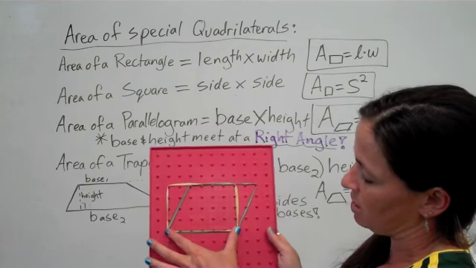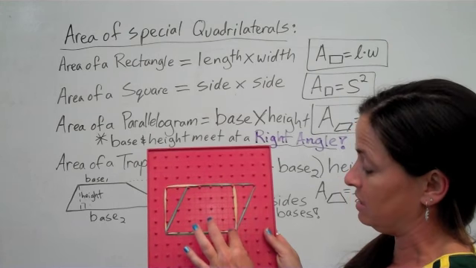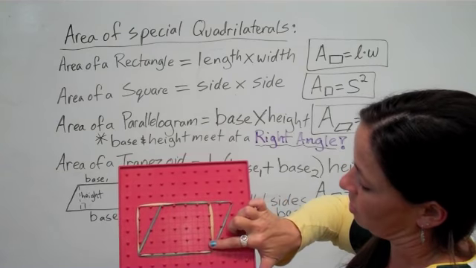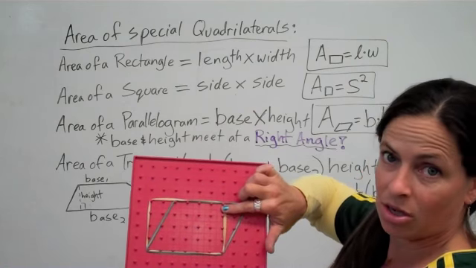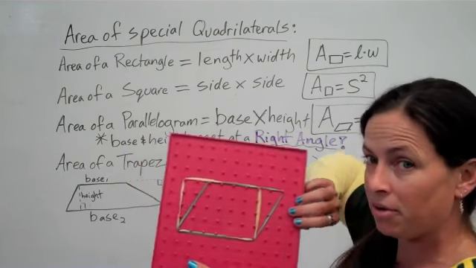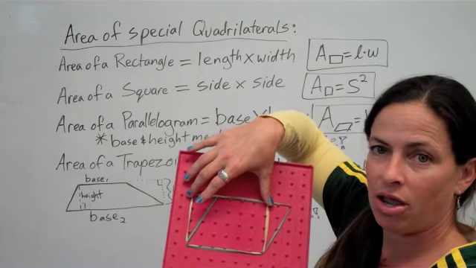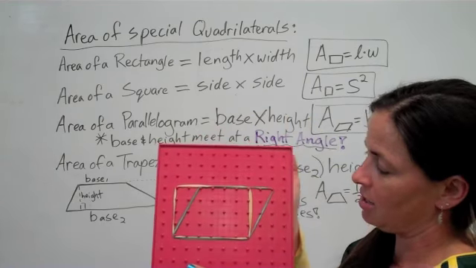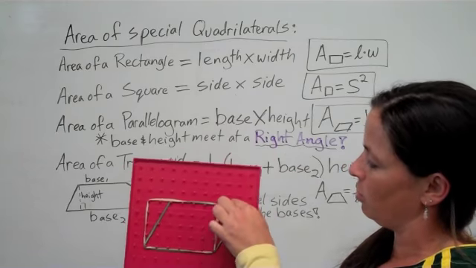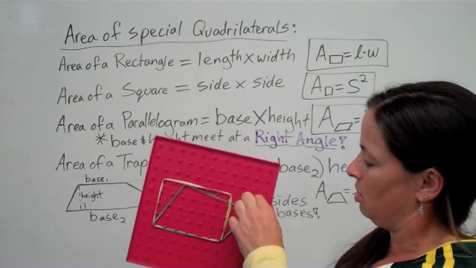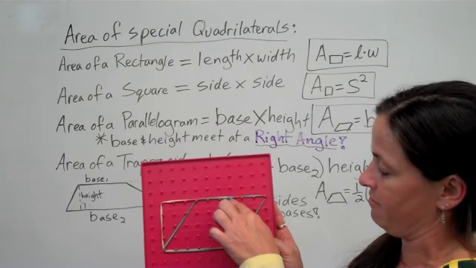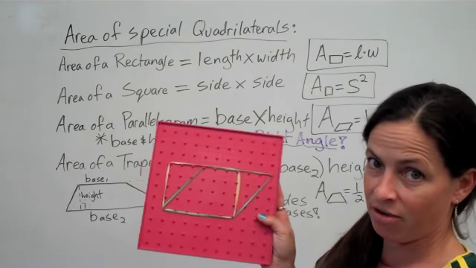So it still has a base of 1, 2, 3, 4, 5, 6, but the height is not this diagonal. The height is actually the right angle, so it's up 4. This green parallelogram has exactly the same area as the rectangle, and it is, again, 6 times 4, which is 24. In fact, I could move it over more and make it even more diagonal, and it still has a base of 6 and a height of 4, and it would still have an area of 24.